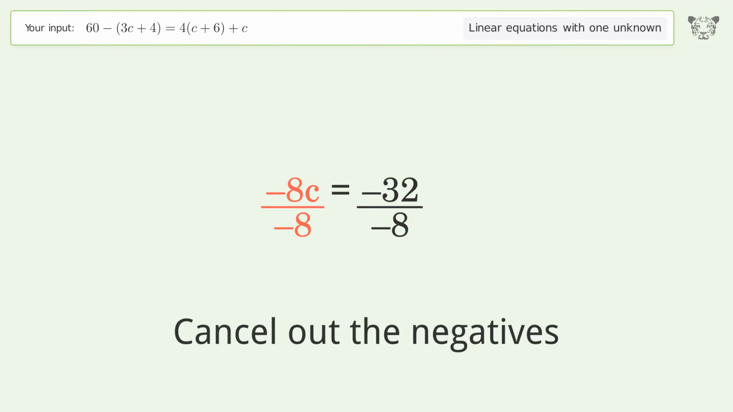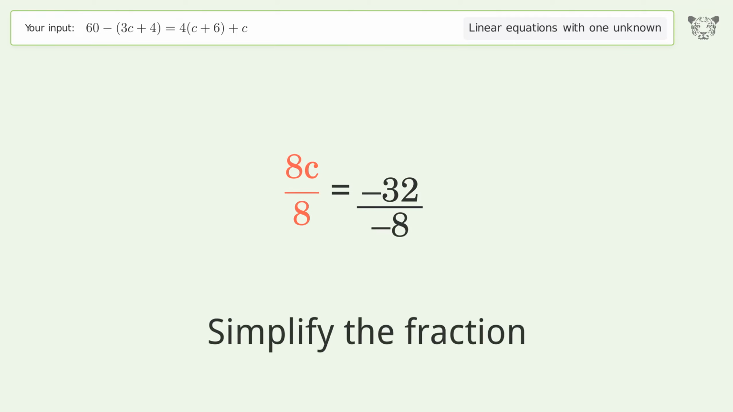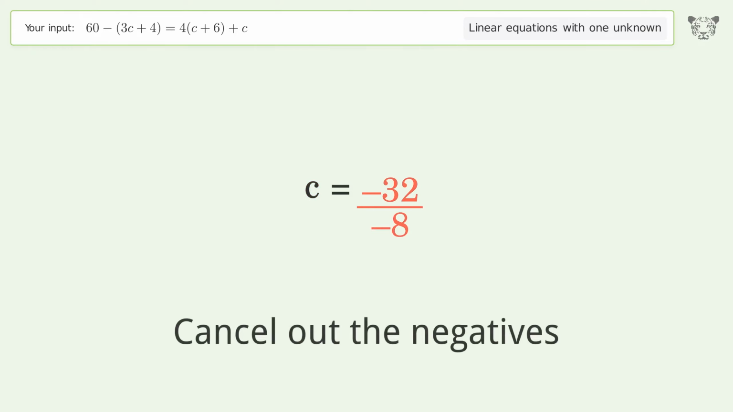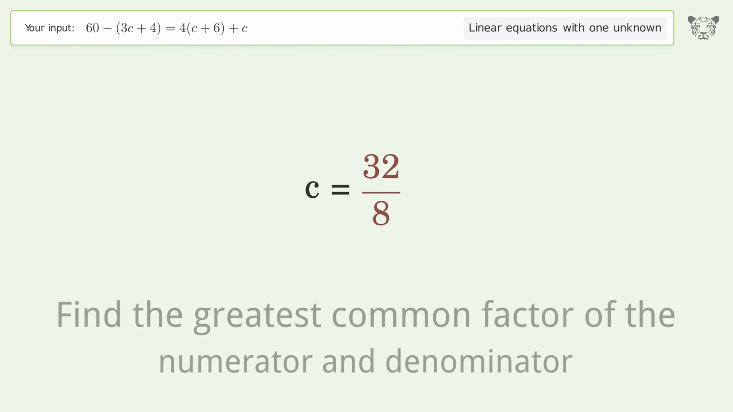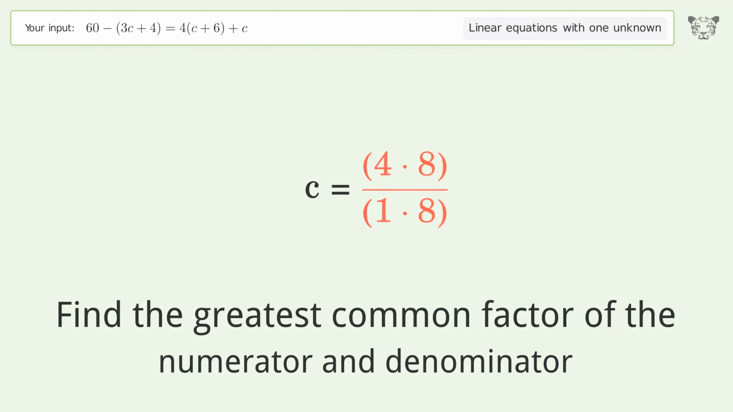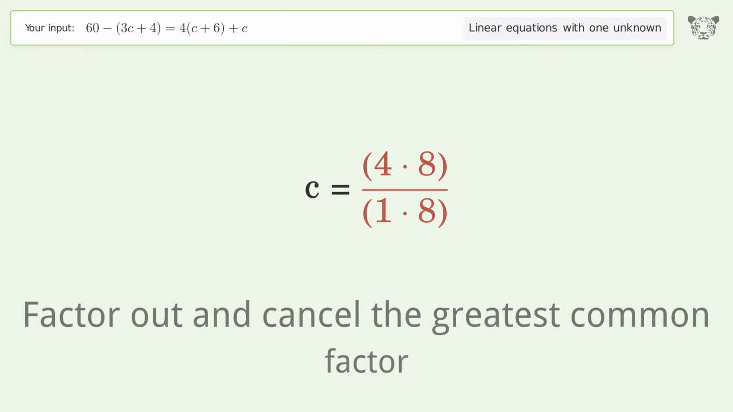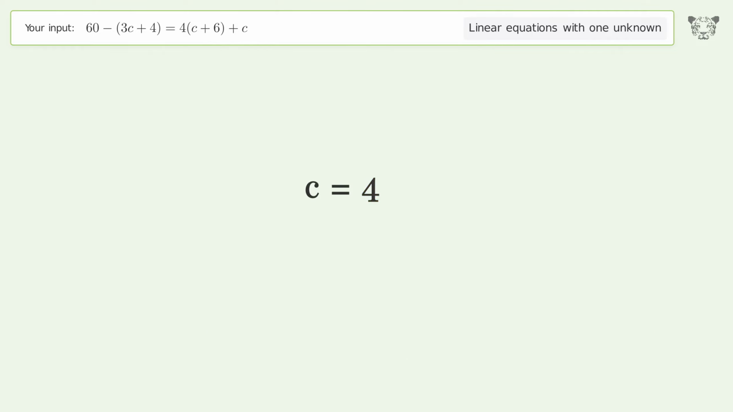Cancel out the negatives. Simplify the fraction. Cancel out the negatives. Find the greatest common factor of the numerator and denominator. Factor out and cancel the greatest common factor. And so the final result is c equals 4.